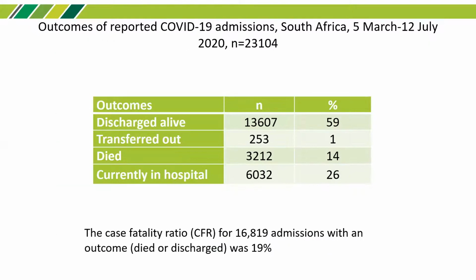For all the patients that were admitted, 60% were either discharged or transferred out to a step-down hospital, 14% died, and 26% were currently still in hospital. Now you will see that the number that we have is less than what's reported by the minister, and that's because we don't have all hospitals reporting to us.